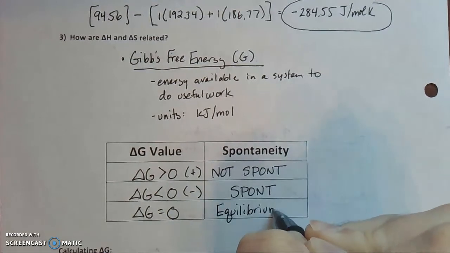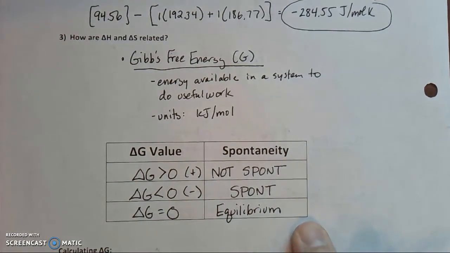And this is going to be a useful thing for when we calculate temperature ranges, because this is going to be the point at which it's not spontaneous or spontaneous. This is where it switches between the two.